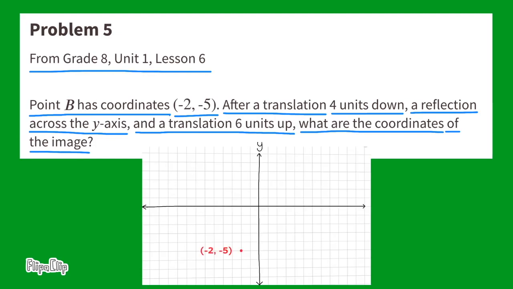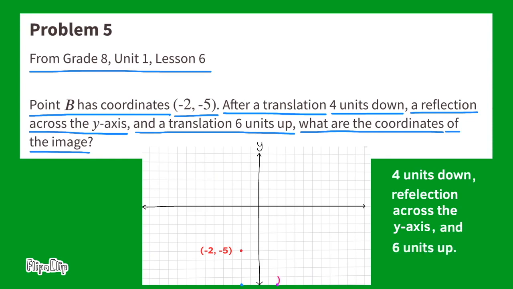I drew an x and y axis, and I drew the point at negative 2 and negative 5. First, I need to go 4 units down. To help me keep track, I'll draw a new point at 4 units down. Next, I need to make a reflection across the y axis. So I've drawn a new point across the y axis. And finally, I'll make a translation 6 units up, and the coordinates of the point are 2 and negative 3.